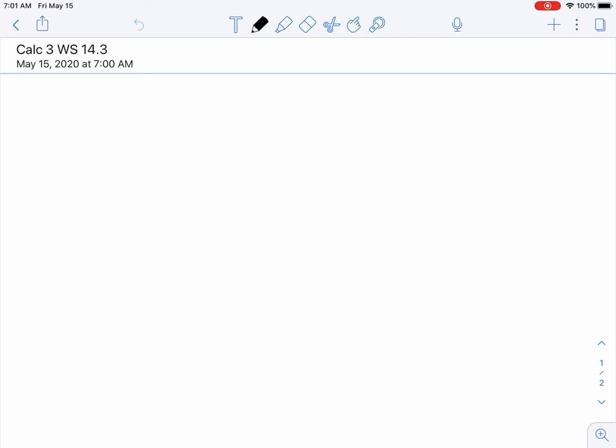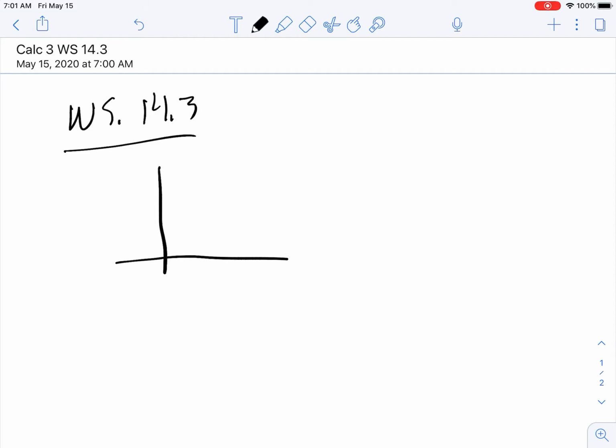All right, so this is for worksheet 14.3. Basically, we're looking at doing some types of derivatives. Now, the first part of my notes I'm going to skip. I will let you look at those. It is more for just reviewing from Calc 1. But just a quick summary here.